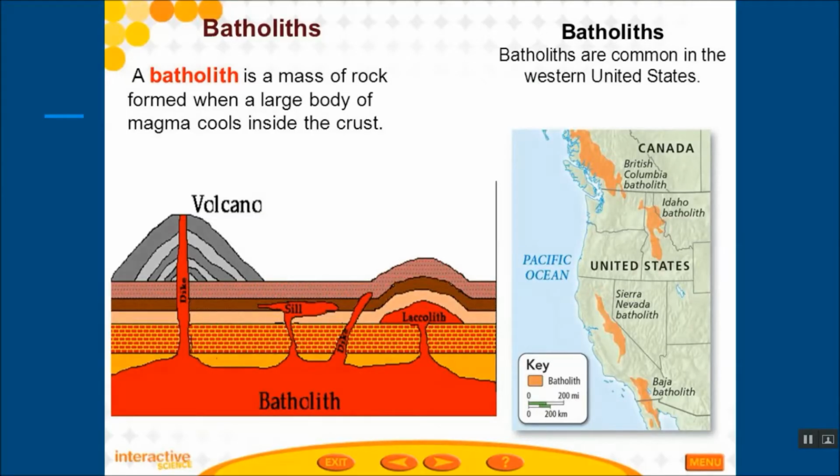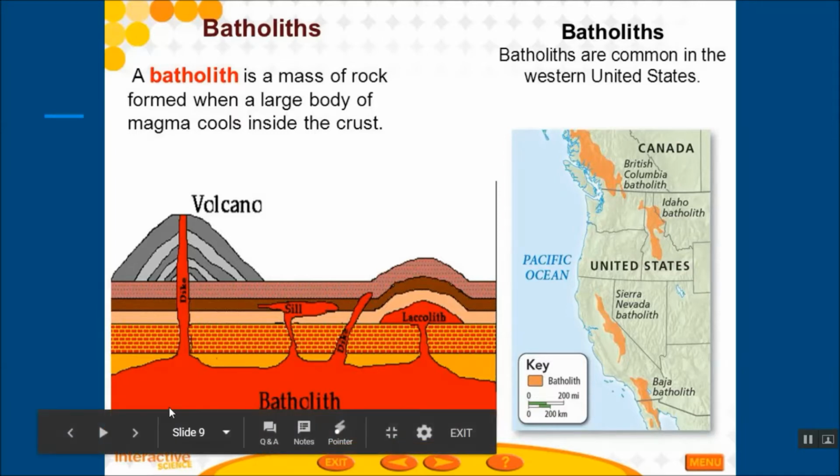Another question that I had today was, what's a batholith? A batholith is a mass of rock formed when a large body of magma cools inside the crust. You see this in the picture right here, and you also see that we have several in the western side of the United States.